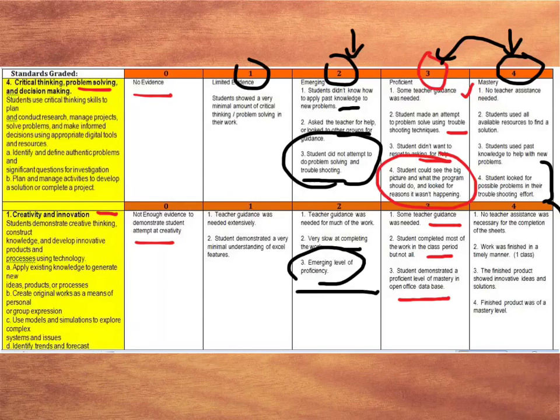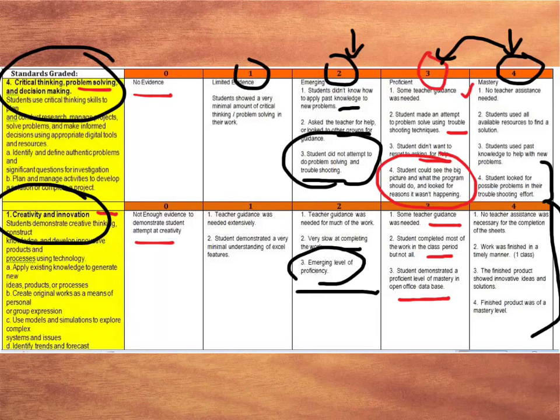Creativity side, no teacher guidance needed. Finished product in one class. And it was a mastery level work, all right? So students who get to a 4 have just demonstrated a real ability in both critical thinking and in creativity. And that's what we really should be shooting for. But a 3 means you're proficient. There's no problem at all getting a 3, all right? So that's a look at our rubric, and let's get back to work today.